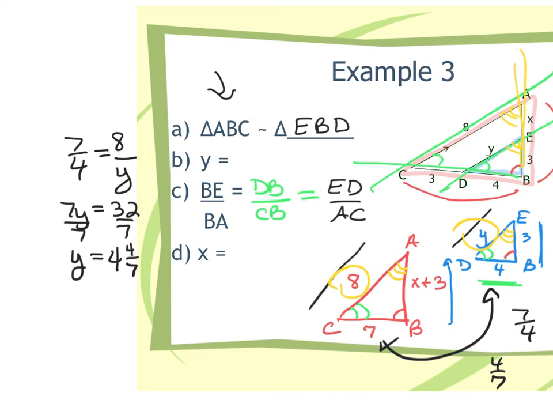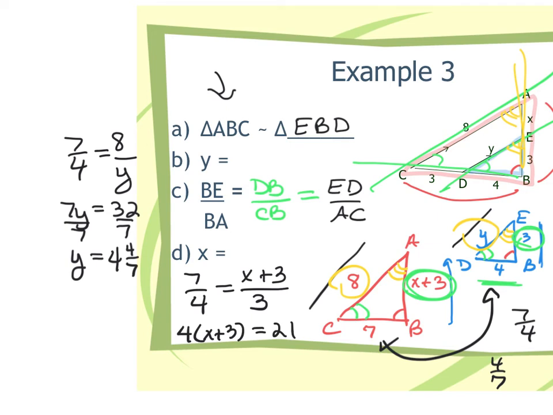And for X, I'm going to use the same scale factor, 7 over 4, but the two things I'm going to use in X, I'm going to be using the X plus 3, and it goes with the 3. So in my fraction here, X plus 3 over 3. And now I'm going to cross multiply. 4 times X plus 3 is equal to 7 times 3, which is 21. 4X plus 12.